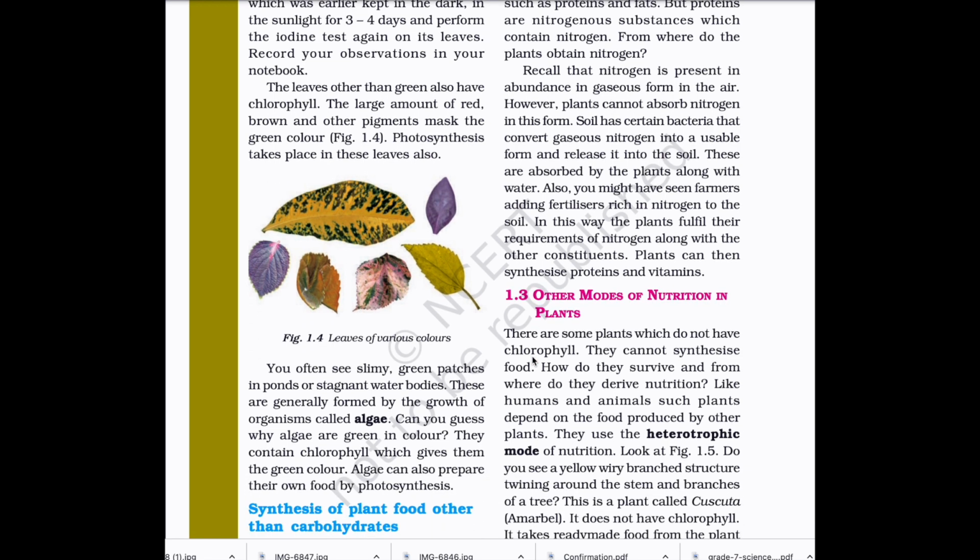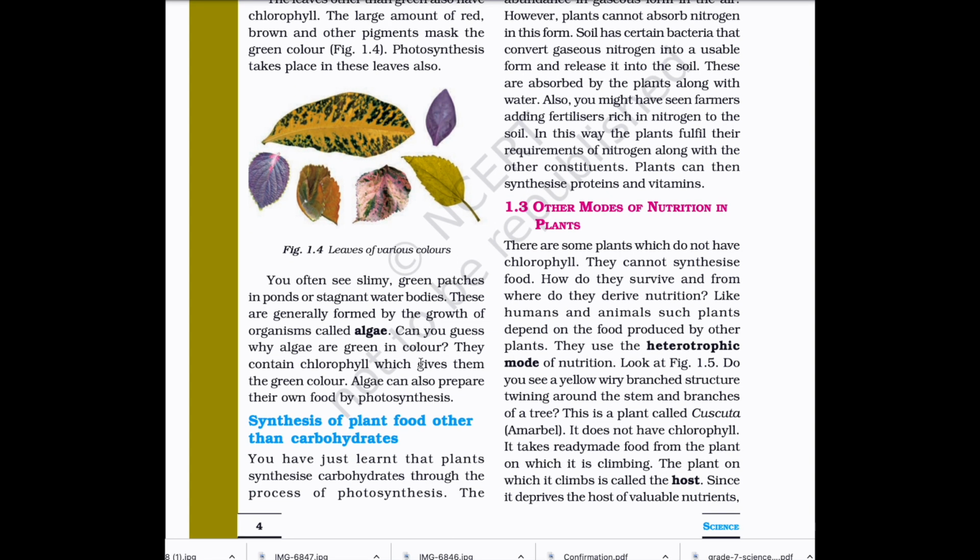You often see slimy green patches in ponds or stagnant water bodies. These are generally formed by the growth of organisms called algae. Can you guess why algae are green in color? They contain chlorophyll, which gives them the green color. Algae can also prepare their own food by photosynthesis.